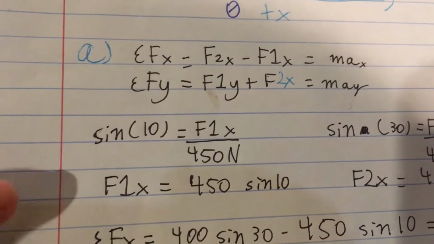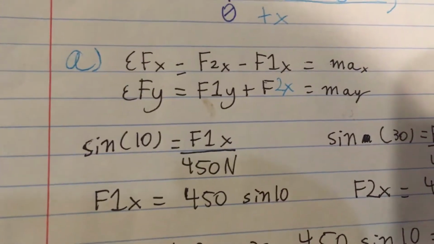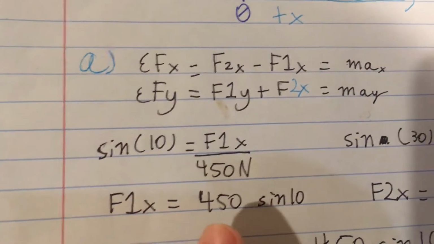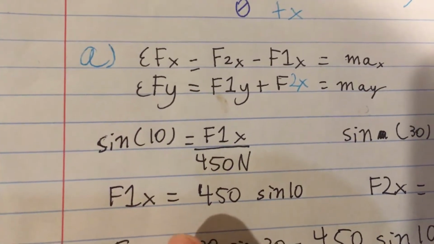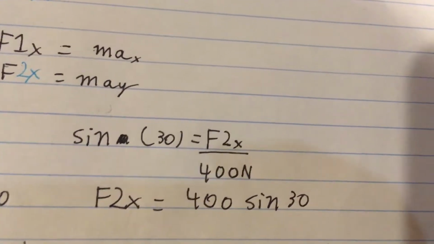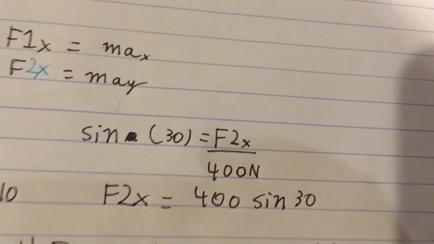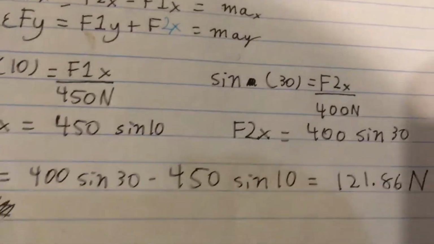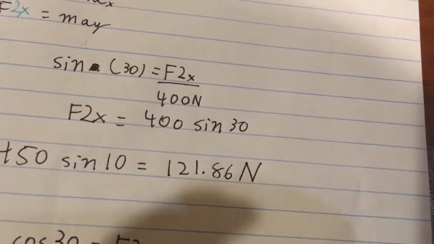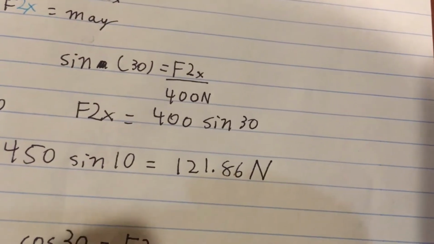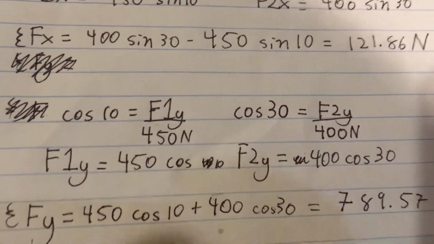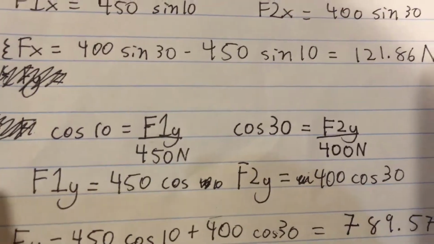So to solve for F1's x, you just have to put sine of 10 times 450. You do the same, except you do sine of 30 and 400 newtons. You plug them into the equation and get roughly 121.86 newtons. You may have a different answer than mine because I rounded to the nearest hundredth.